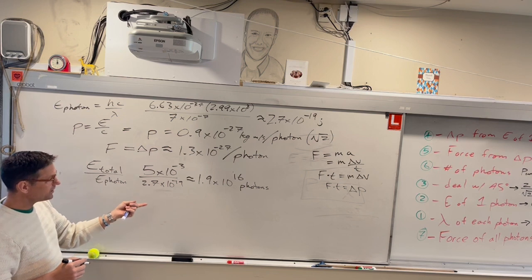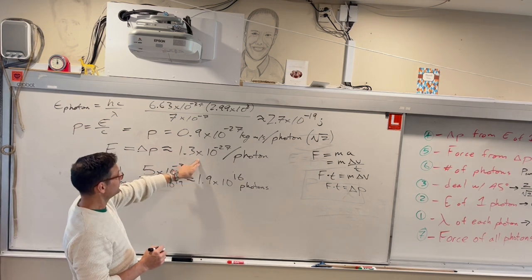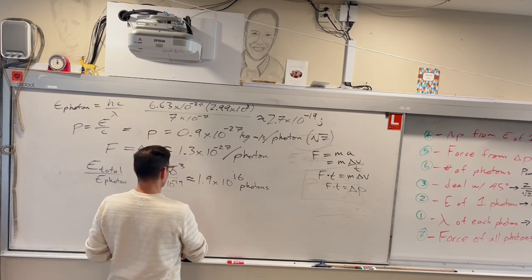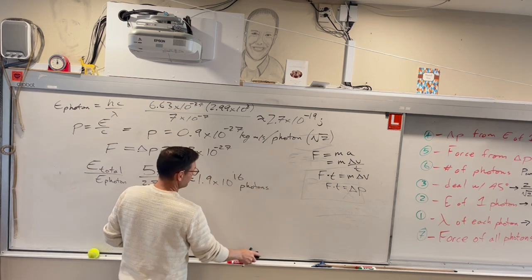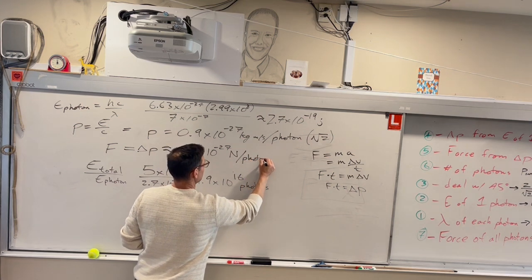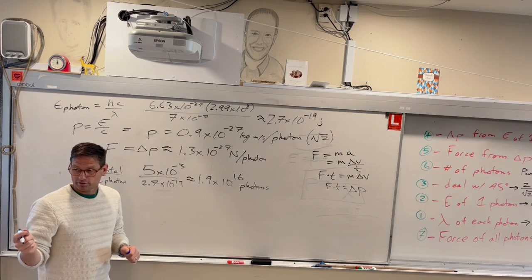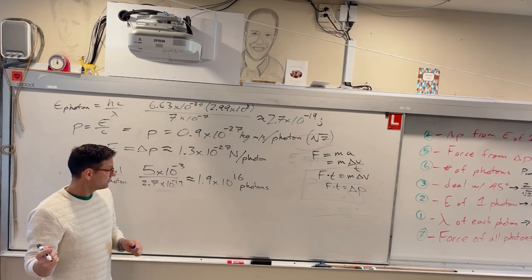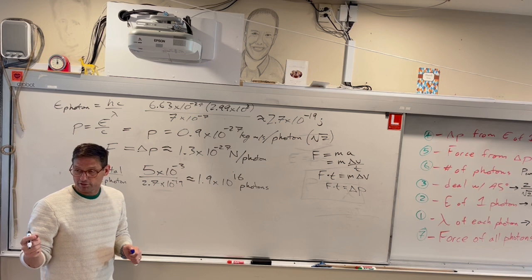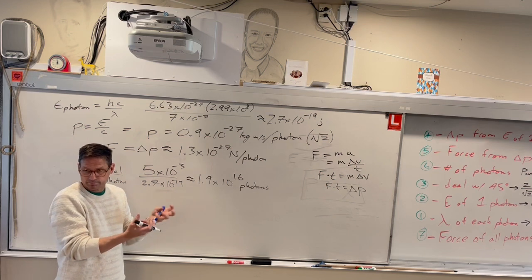So that's my number of photons, and if I multiply that by the number of newtons, so this is newtons per photon that we calculated before, right? This is the newtons of force per photon. Not photons per second. That's already. Yes, photons per second. That's right. And we're doing everything per second because we were given watts. Right? So that's a unique thing.